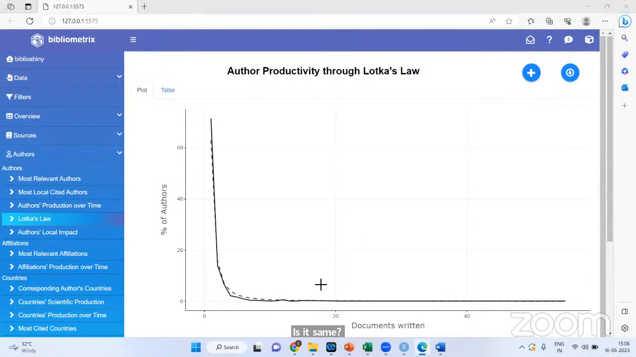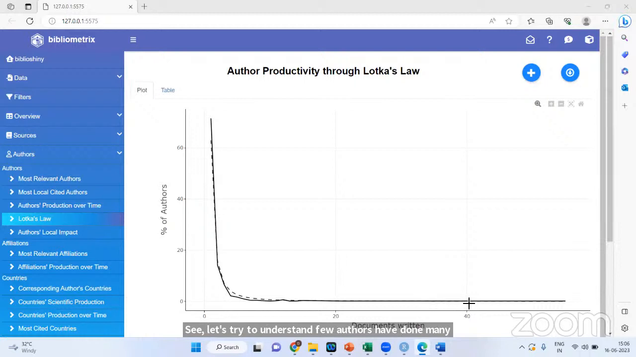I'll give you a tip to remember it. The tip is not the exact one, but definitely useful. The tip to remember is this: few authors have done many publications, many authors have done few publications. Let's try to understand. Few authors have done many publications. Many authors have done few publications. This you'll have to remember. Okay, this is Lotka's law.